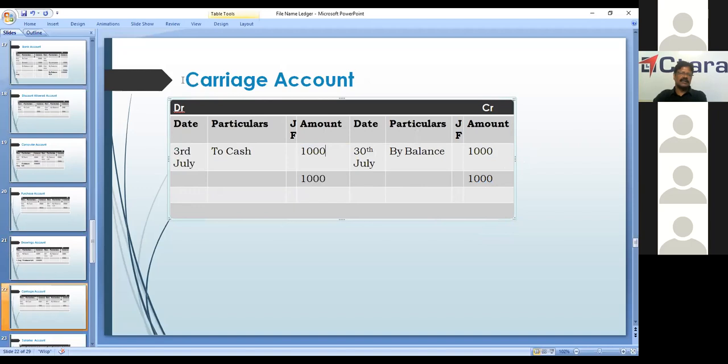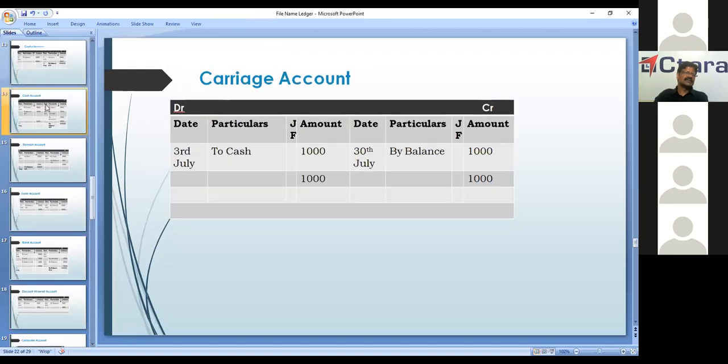Carriage account, it's a debit item. Journal: paid carriage, how much? 1,000 rupees. Journal entry: carriage account debit to cash. So we have opened the ledger for carriage account. Carriage being a debit item, we put 1,000 rupees on the debit side. We paid carriage through cash, so to cash, how much? 1,000 rupees, and balance the account. Next.